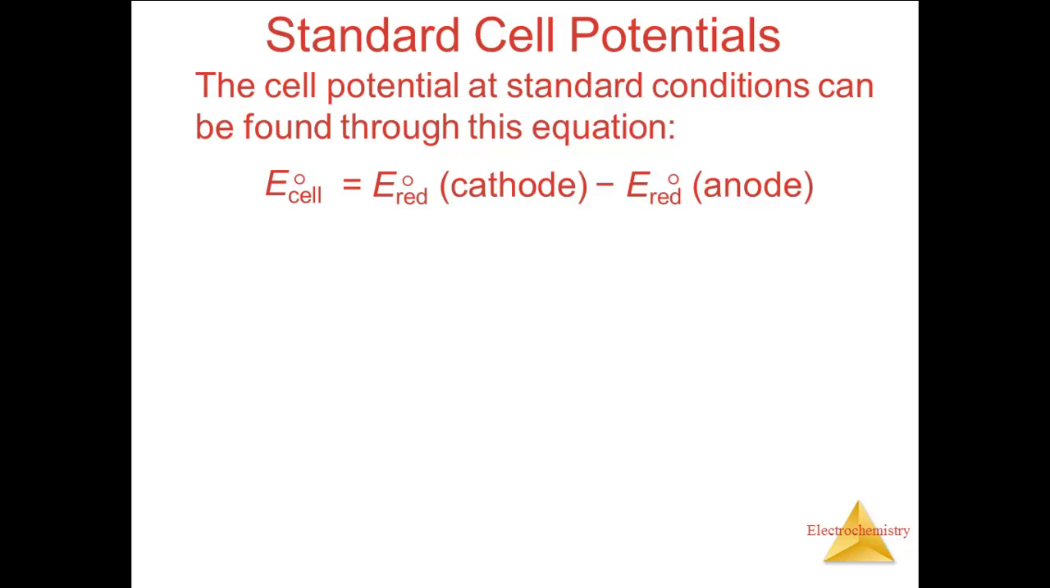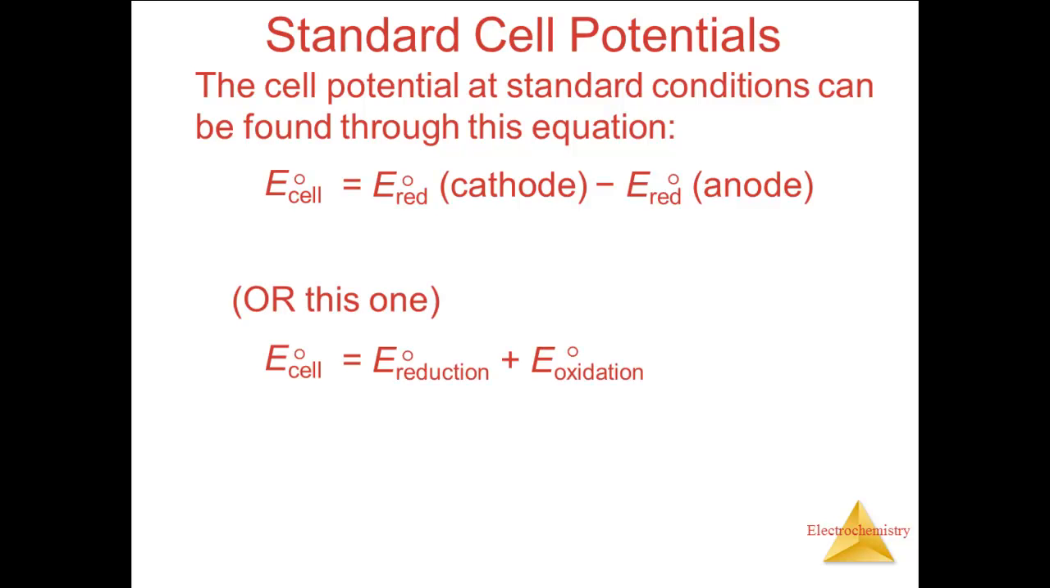This leads us to 2 ways of thinking about finding the cell voltage. We can either subtract the reduction potential at the anode from the reduction potential at the cathode, meaning that we would need to identify which electrode was which, or we can reverse the half reaction that is being oxidized, changing the sign of the half cell voltage, and add the 2 potentials.